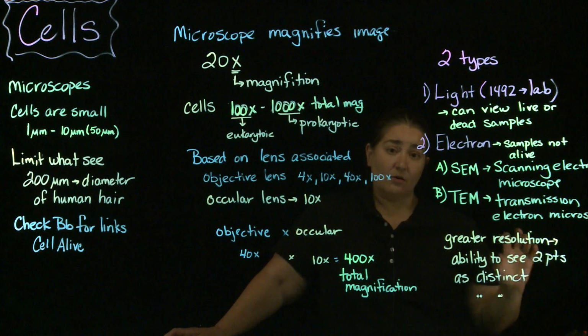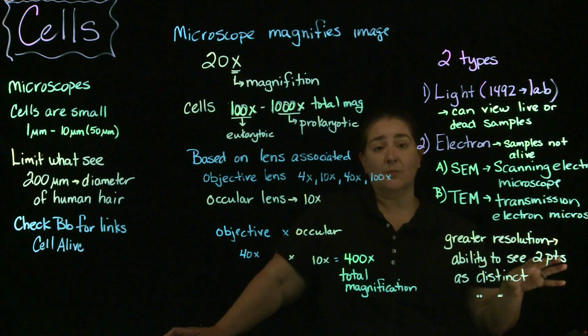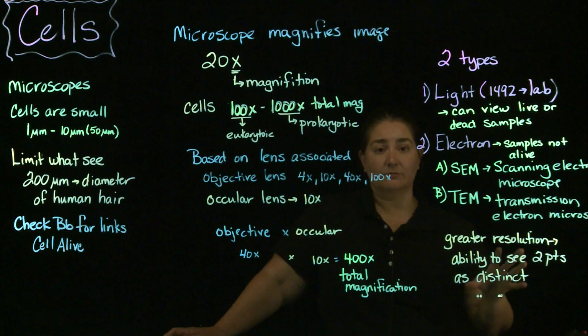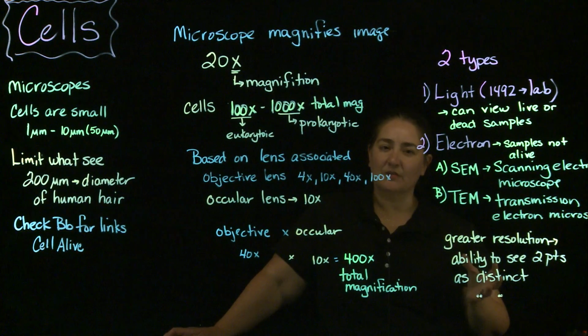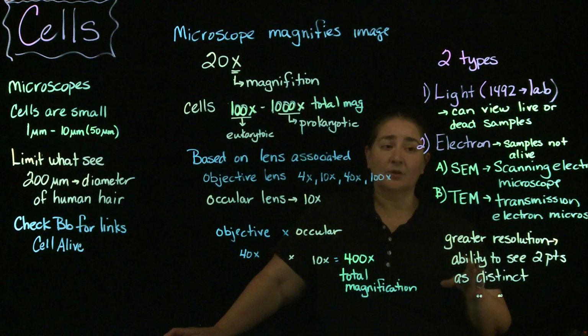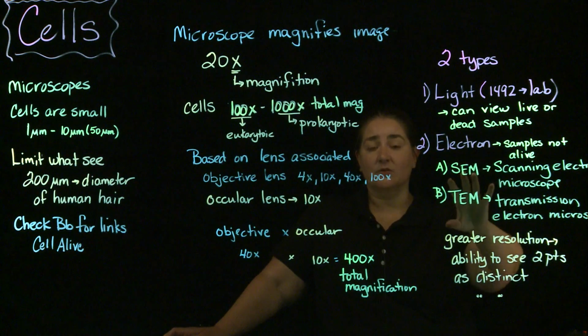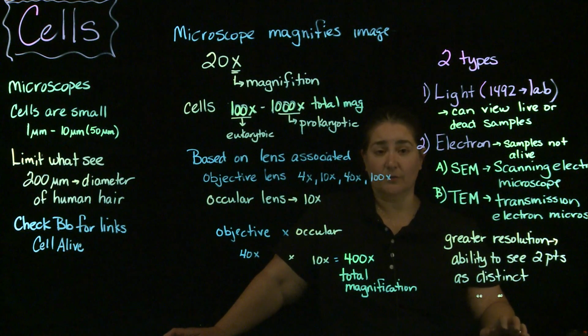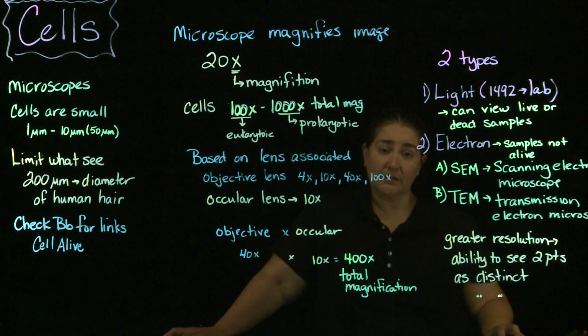All right? Hopefully that makes sense. I think I've got one more video to go over characteristics and what you can see through a microscope. I'm going to go into a little more detail with the light microscope versus the electron microscope. If you have any questions, please let me know.